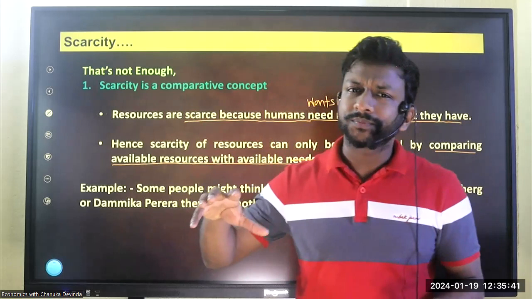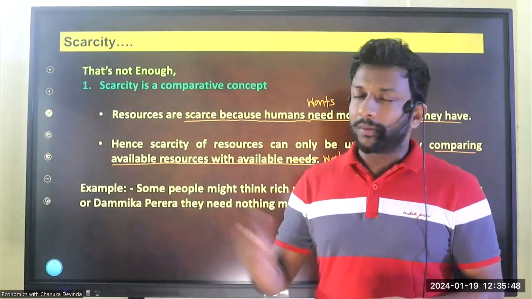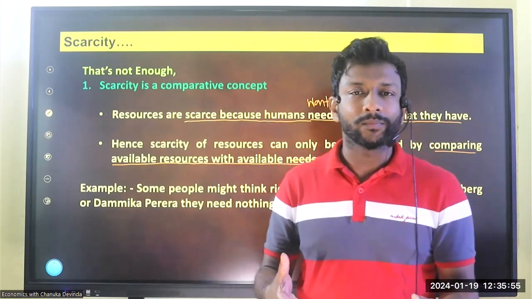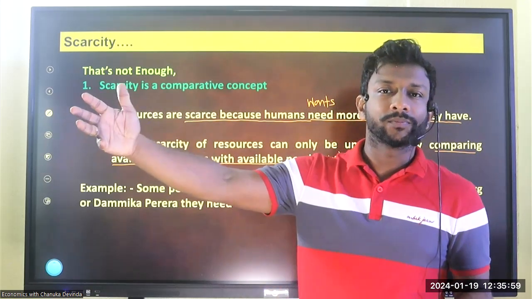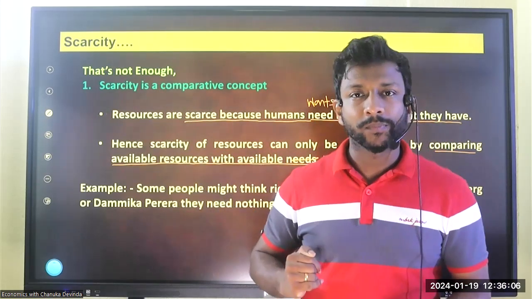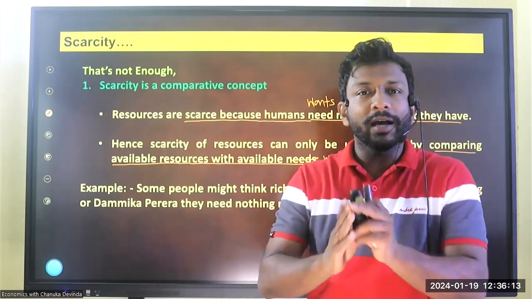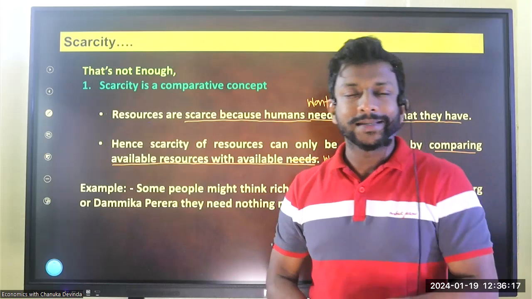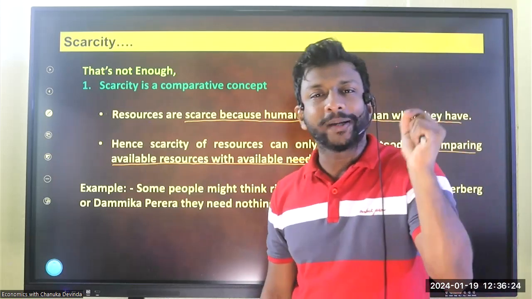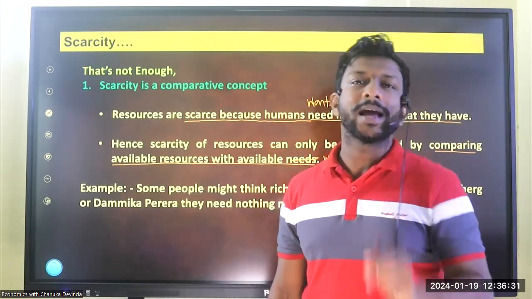What are the wants we have? What are the wants you have to get a good result for Advanced Level? To purchase a mobile phone, a laptop. Those are the wants that you have. But what are the wants Dhammika Perera has? He has so many wants, right? To acquire another business, to acquire a business in Bangladesh. Those are a large amount of wants, right? Every time we need to compare wants with limited resources. That's how we can identify, oh, there's a scarcity, right?